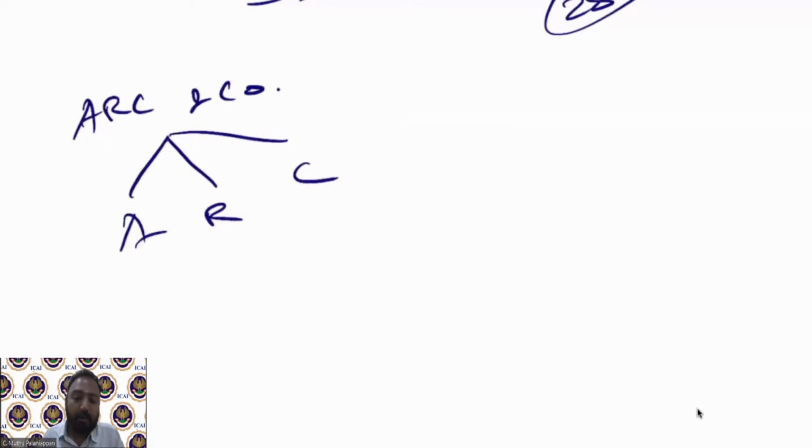ARC and Co. It's a chartered accountant firm. There are three partners, ARC. Now this C is retiring. Not retiring, is resigning.